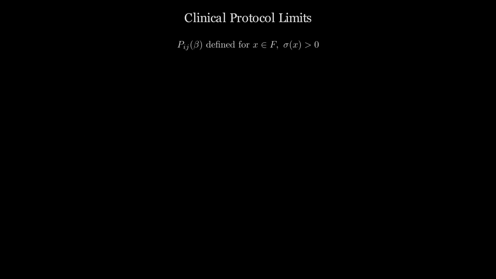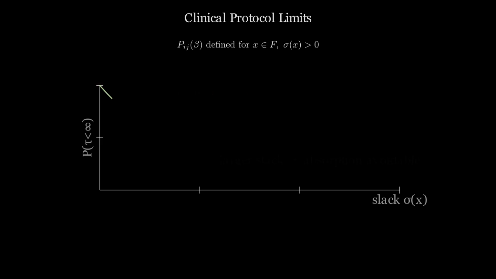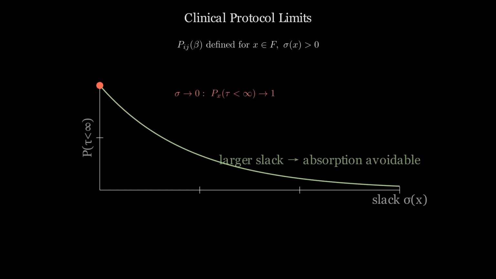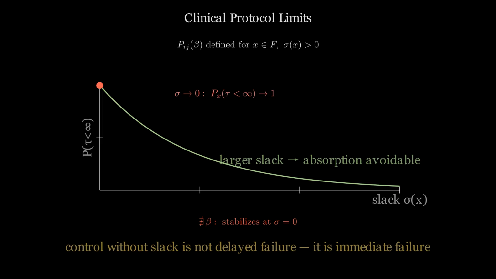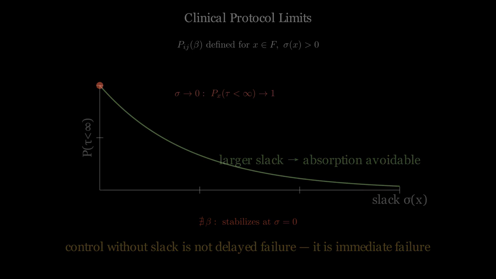A clinical protocol modifies the transition probabilities of the patient's physiological trajectory. It can reduce the probability of moving toward irreversible failure on any given step, but the protocol is effective only when the patient has positive physiological reserve. As reserve approaches zero, the ability to alter the trajectory vanishes. At zero reserve, any physiological transition leads to organ failure with certainty. No clinical protocol can redirect a patient who has already reached the absorbing failure boundary. The treatment space collapses to the empty set.